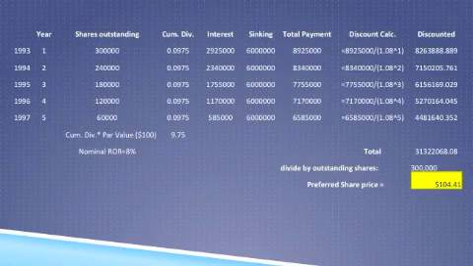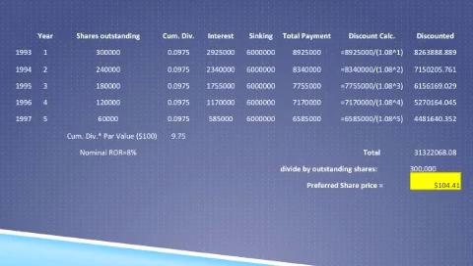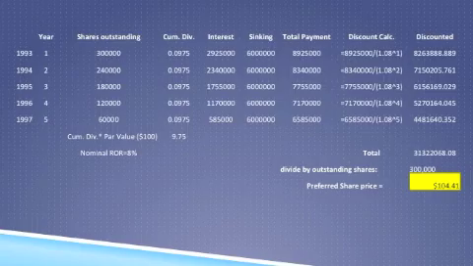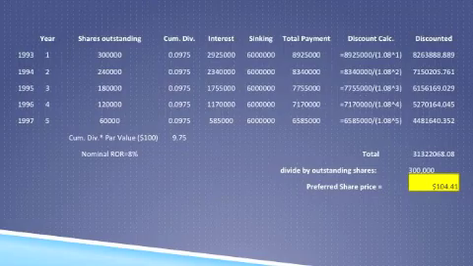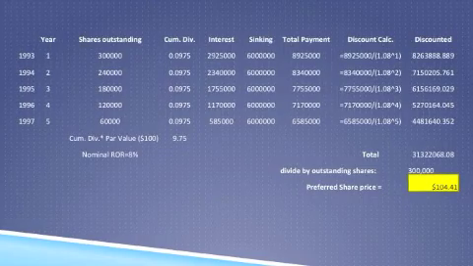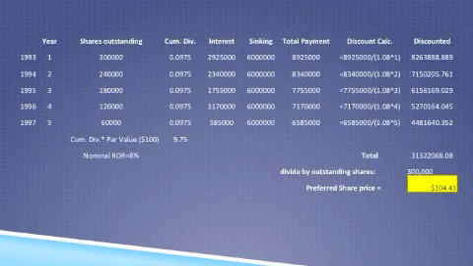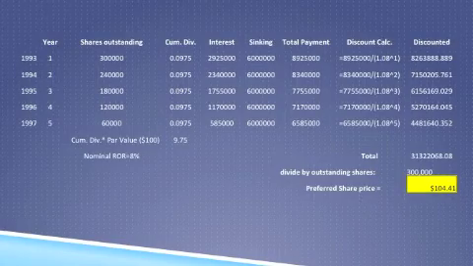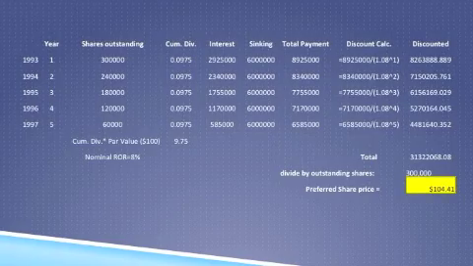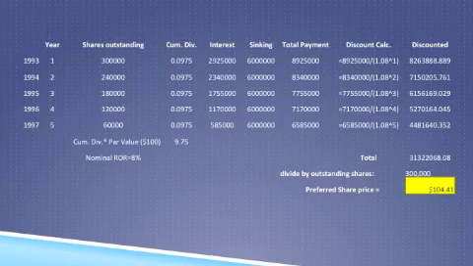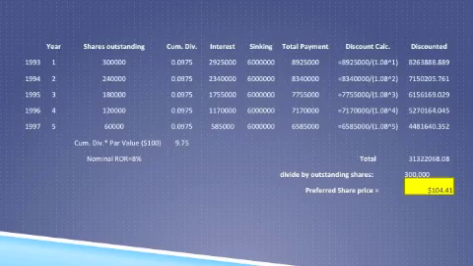To find the value per share for the Series F, you must find the present value of the future cash flows. To do this, you must first find the shares outstanding for each year. Once you have calculated this, the cumulative dividend is calculated by multiplying the par value by the 9.75% to get the cumulative dividends paid per share outstanding, which equates to $9.75. Next, the total interest payment for the period is computed by multiplying the cumulative dividend paid per share by the shares outstanding for each of the 5 years.